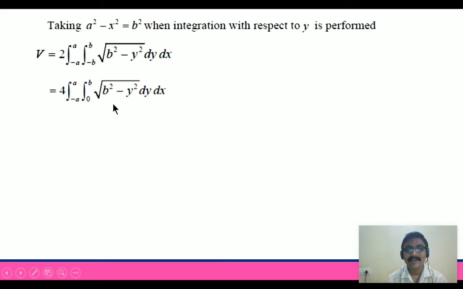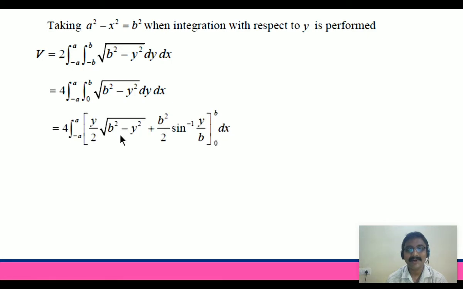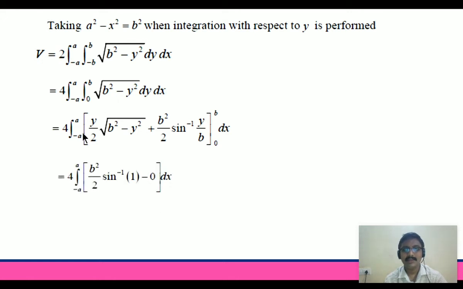So it looks like a formula, that is the integral of root of a square minus y square dy. So using the formula we can expand it. Now substituting upper limit as b and lower limit as 0. So we will get like this.